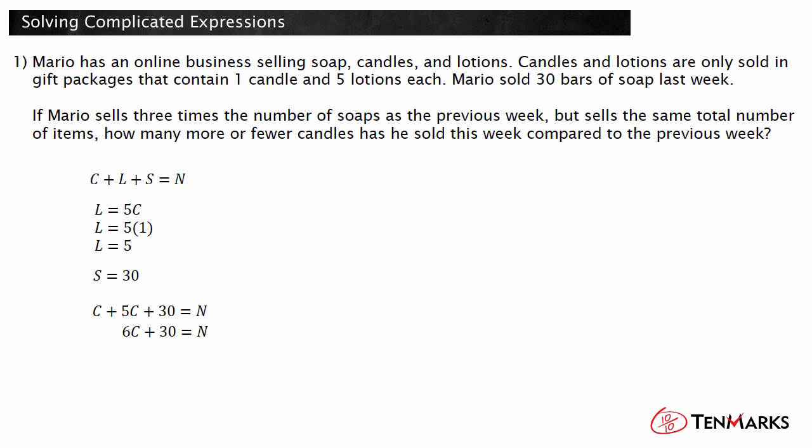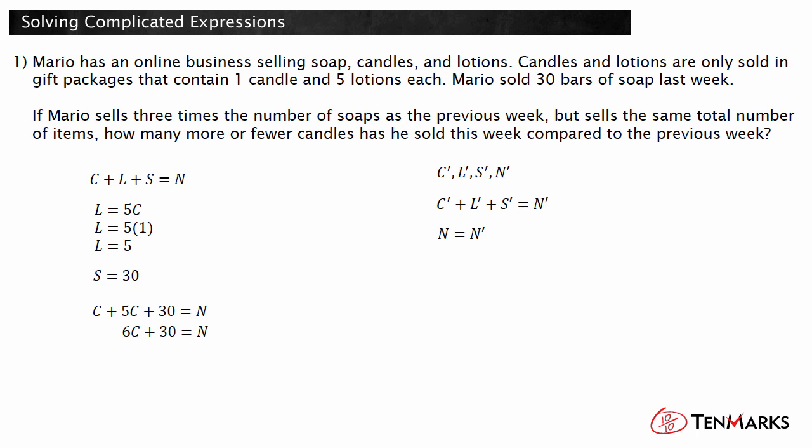Now, do the same for variables of this week. Let's mark the variables for this week with a prime sign. The new variables are C prime, L prime, S prime, and N prime. And the new equation is C prime plus L prime plus S prime equals N prime. Since the total number of sold items has remained the same, N equals N prime.